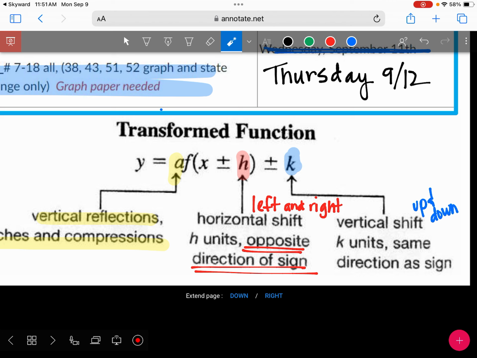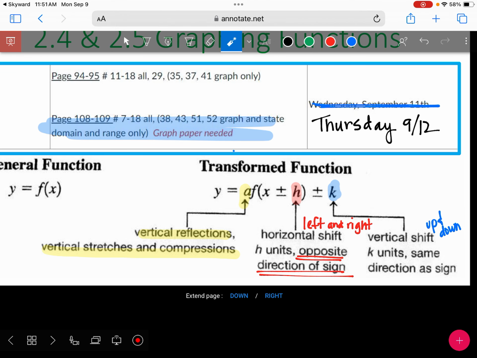Okay, so it's in parentheses. If it's a square root, it's underneath. Okay. So that's your introduction, and we're just going to start graphing. That's it. So this should be a review. But we're just going to work through it.